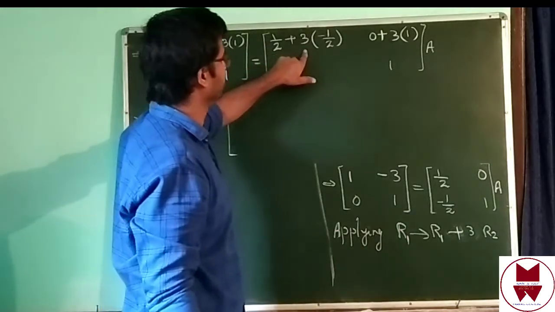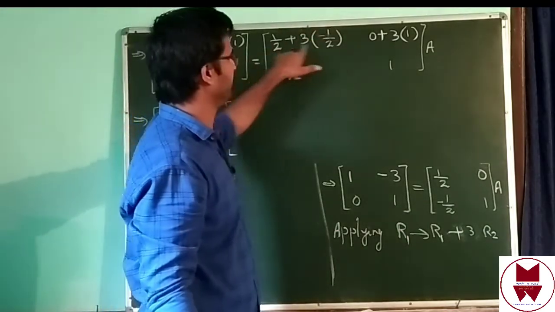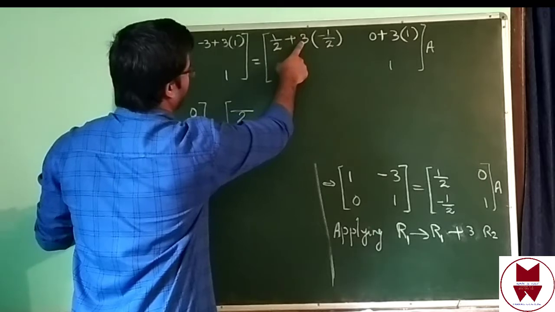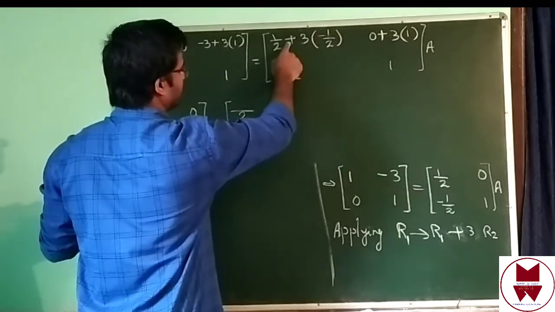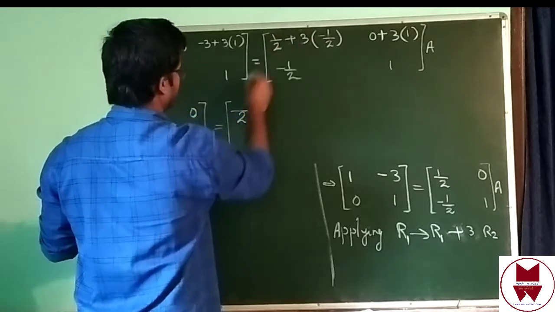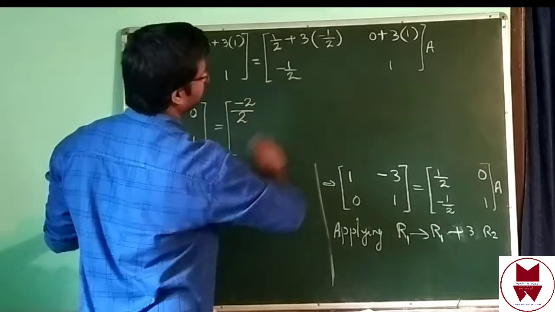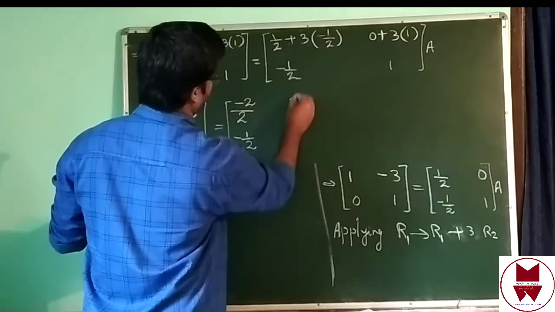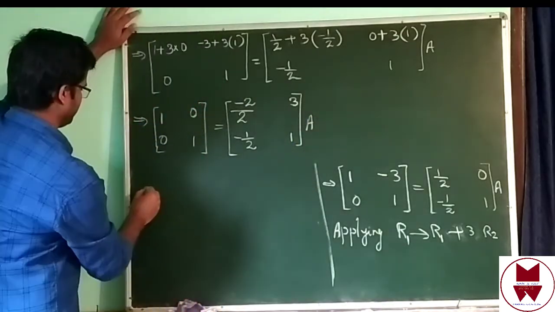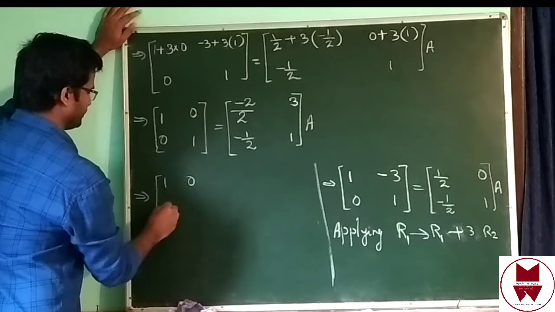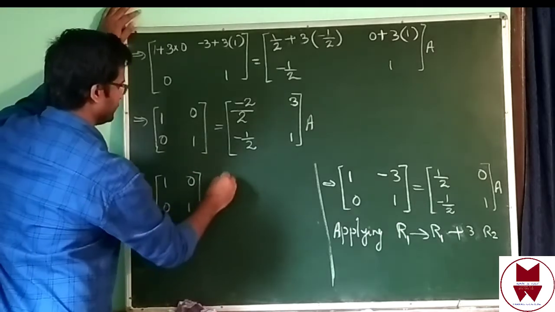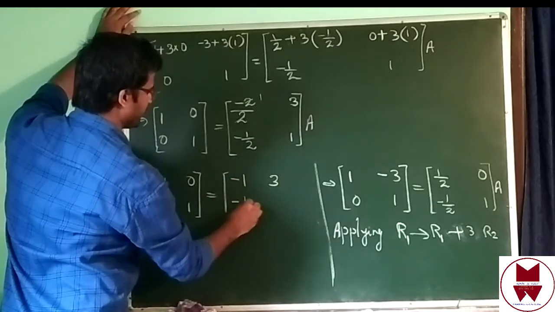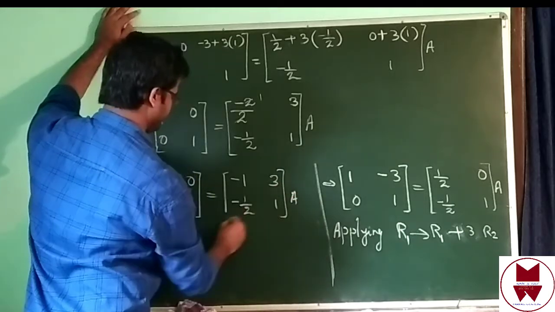Then what you will get in here? 3 into minus 1, minus 3. Take LCM. What is LCM? LCM is 2. Then 1 minus 3. This is not plus. Plus and minus we can write minus. 1 minus 3 is minus 2. And then 3 we can write minus 1 by 2, 1. One, 0, 0, 1 equal to 2 and 2 cancel, you will get 1. Minus 1 you will get. Then 3 minus 1 by 2, 1 into A.